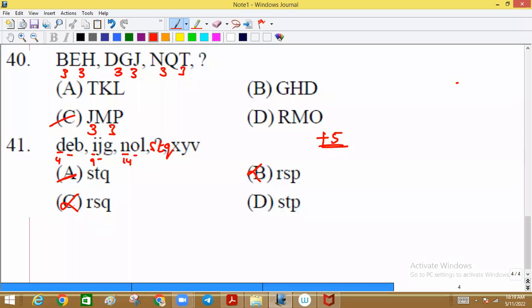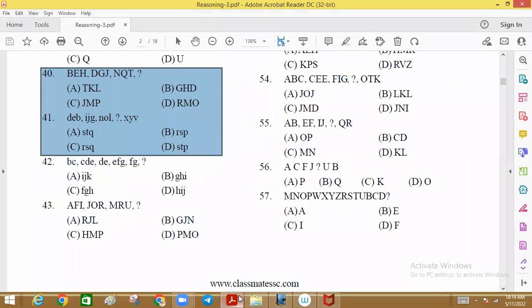Generally from this area, questions will be easy only in the exam. No need to panic much. You will easily get the answer.